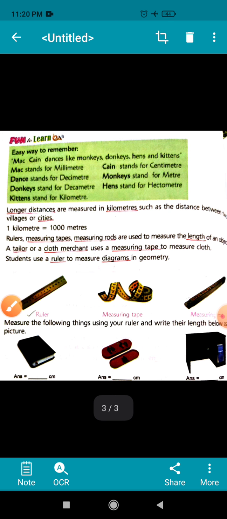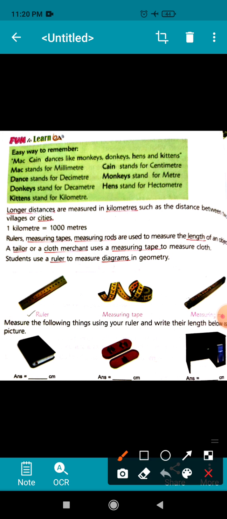Here, children, you can see different units of length, and longer distances are measured in kilometer. So, the biggest unit of length is kilometer and the smallest unit of length is millimeter. Okay, and the standard unit of length is meter.